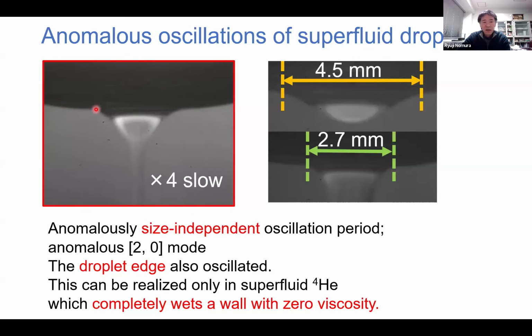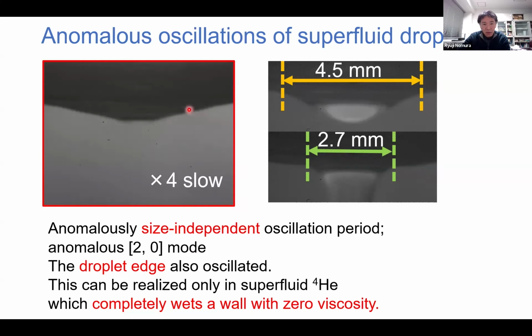So again, this is oscillation of the superfluid pendant droplet. And these oscillations are anomalously size independent. And this oscillation mode can be specified as k equal 2 and l equal 0, quadrupole oscillation mode. So I call this oscillation the anomalous 2-0 mode. It's a quadrupole oscillation of this pendant droplet. And it oscillates at a high amplitude in a vertical direction like this.